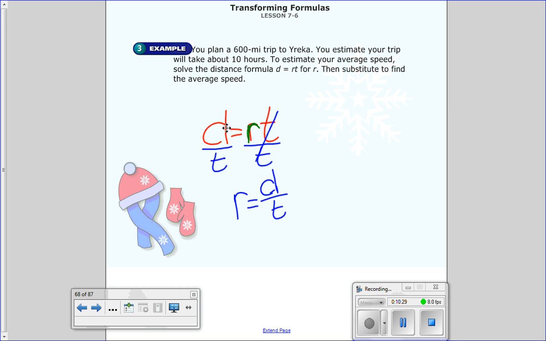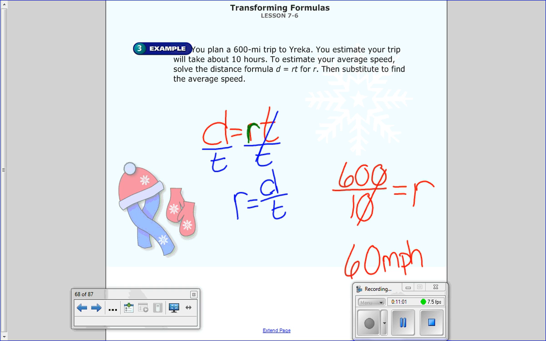So now I'm going to go ahead and put in the information they give us. And remember, this is the distance formula, so D is equal to distance, R is rate, and T is time. So we're planning a 600-mile trip. Well, that 600 miles is our distance. And then, let's see, do they give us the time or rate? If I go back up, you estimate your trip will take 10 hours. Well, 10 hours is the time. So if we divide that out, we end up with 60. It's going to be about 60 miles per hour. That would be our rate.